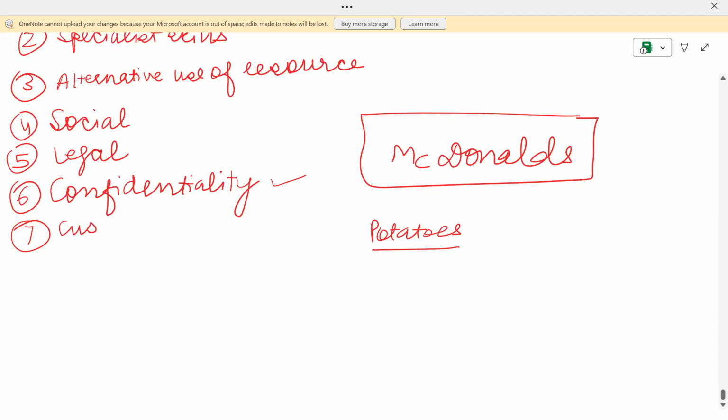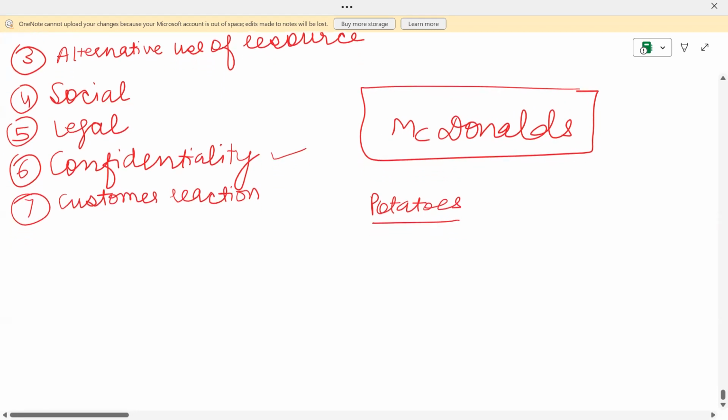Another thing is the customer reaction. How are the customers going to react? If I am sourcing some important raw material from outside, and if anything goes wrong, then the customers can also react, and that will have an impact on my business. Then let's talk about shutdown decisions, which is the next concept in this chapter.